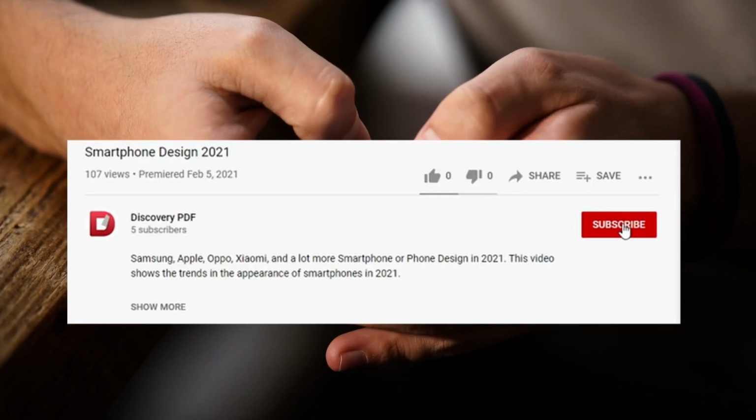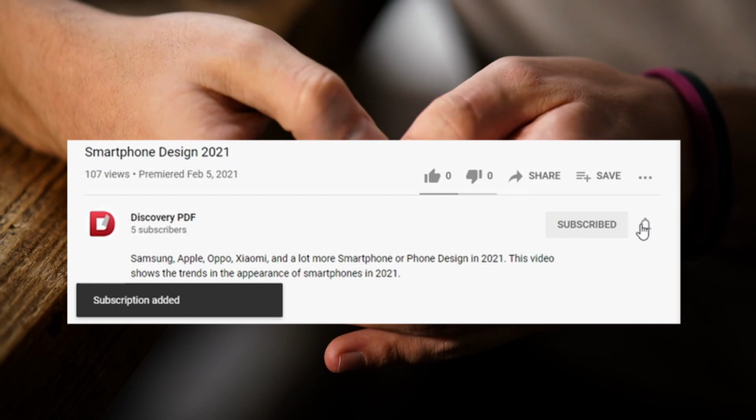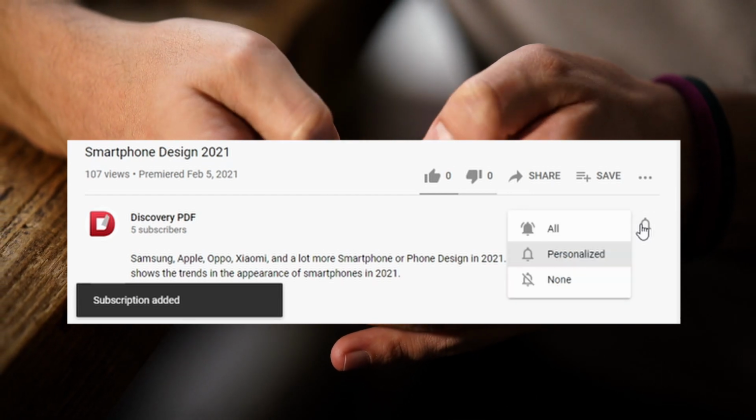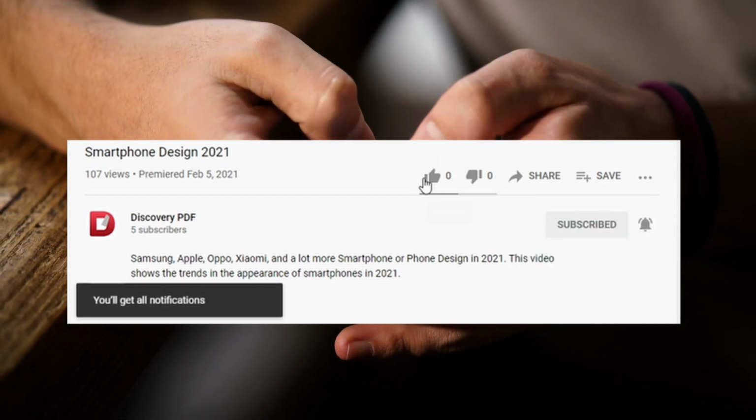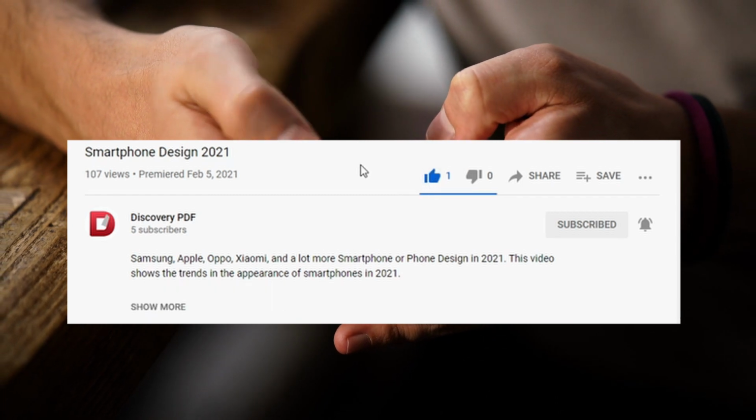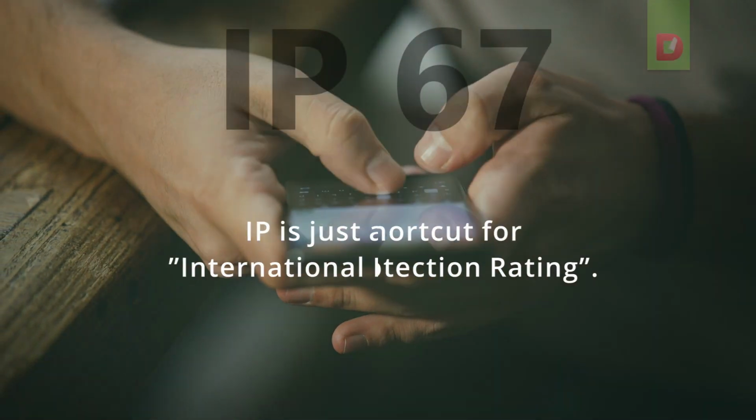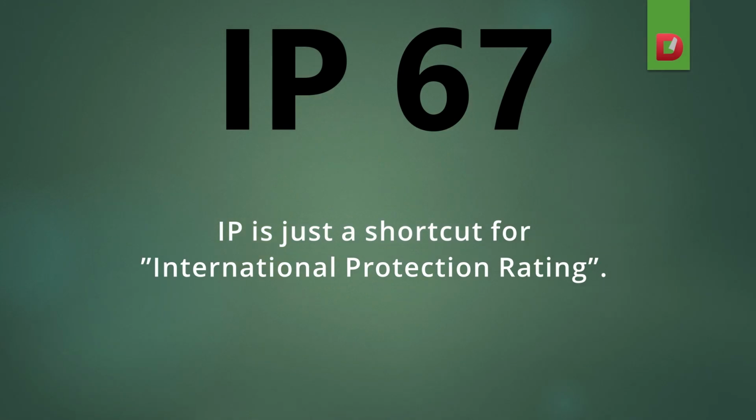Many times, in the smartphone specification, you can find information on water and dust resistance. In this video, you can find out what those numbers mean. IP is just a shortcut for International Protection Rating.